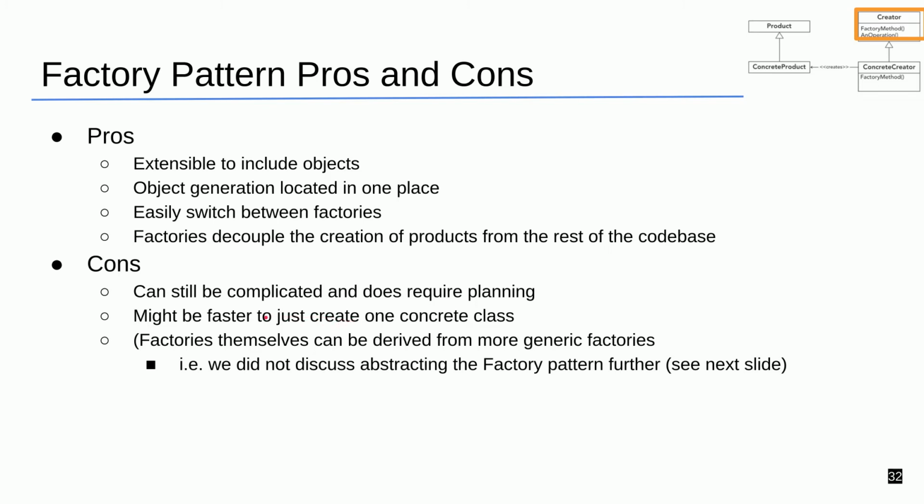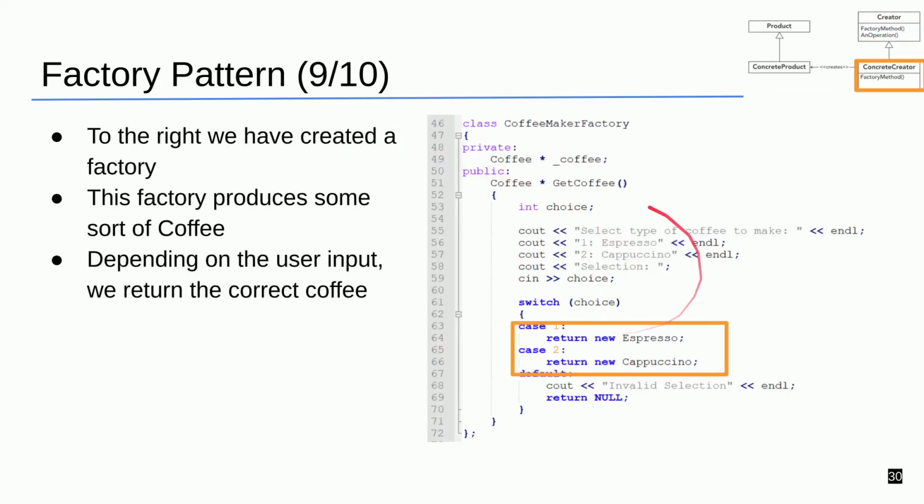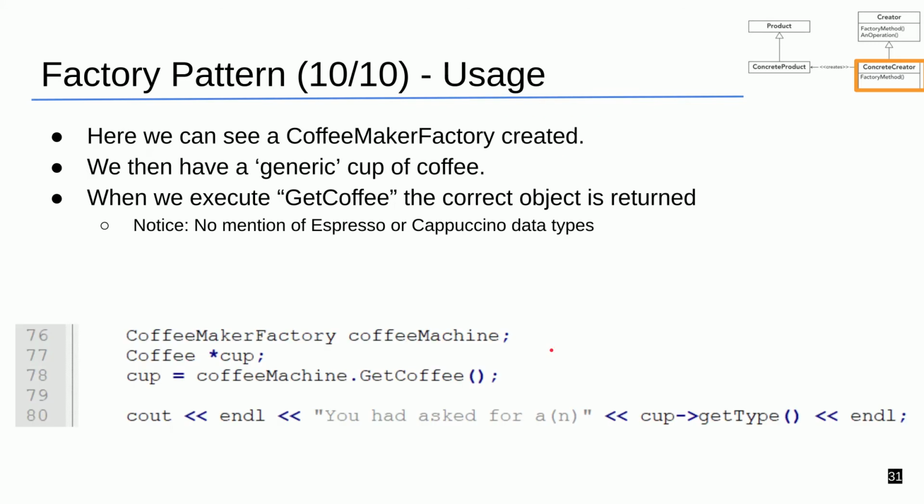Okay. And then I just have a note here that factories themselves can be derived from more generic factories, so you can have abstract factories. There is another pattern for this called the abstract factory pattern, where you might want to reuse this pattern and very generically have, instead of coffee, a drink class as the base class, and then you have coffee and tea. And then you have the right factory generated for either tea drinks or coffee drinks, and so on.